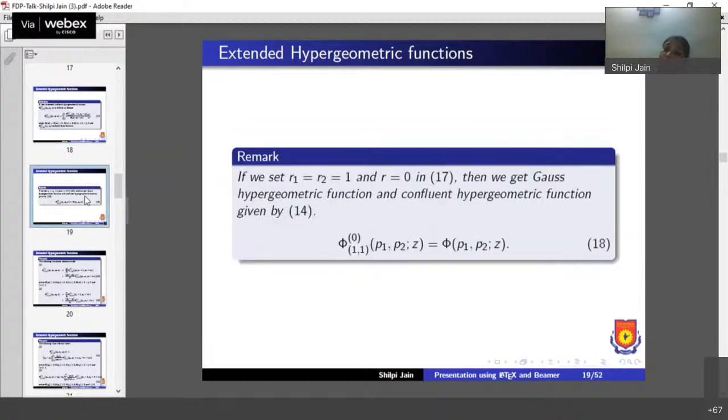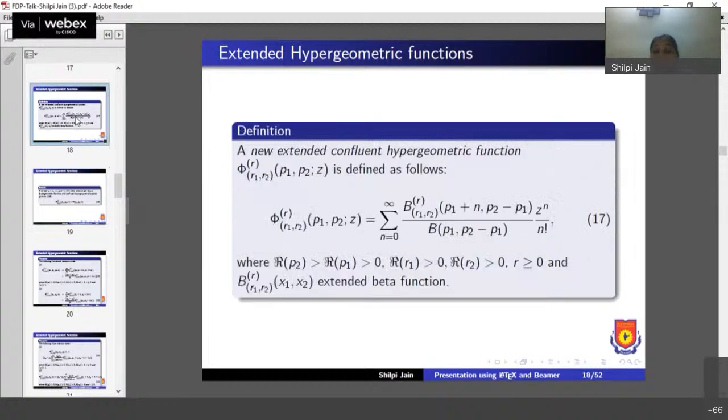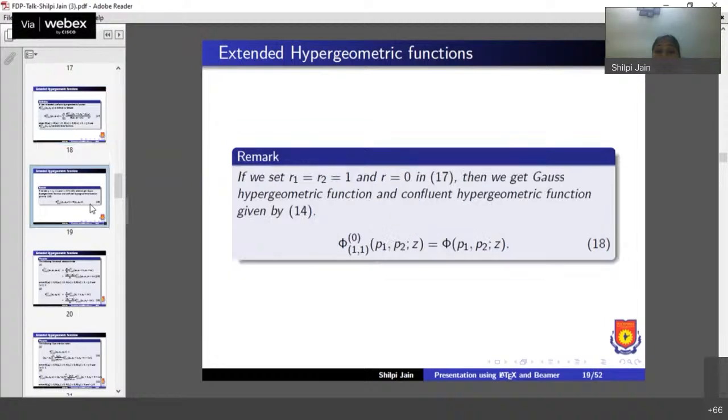If we again put r1 equal to r2 equal to 1 in the previous result and r equal to 0, then we get the Gauss hypergeometric function, this one. If we put here r1 equal to r2 equal to 1 and r equal to 0, then we get equation number 18, and this is the confluent hypergeometric function given by equation number 14, which gives phi of 1, 1, 0, p1, p2, z equal to phi of p1, p2, z.